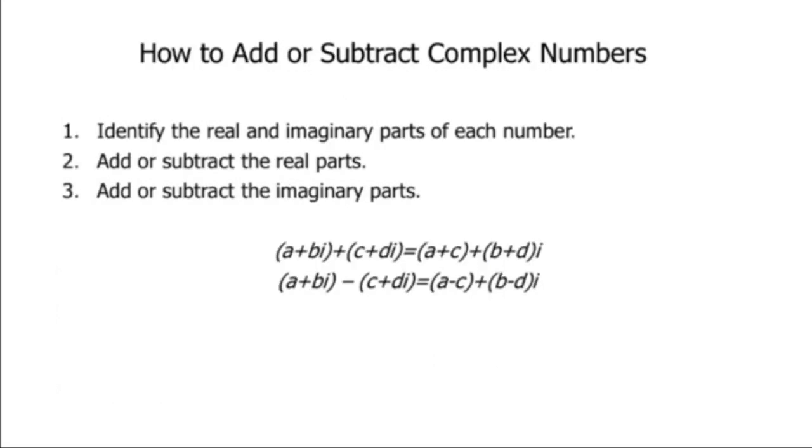Now, let's discuss how to add or subtract complex numbers. First, identify the real and imaginary parts of each number. Second, add or subtract the real parts. And the last one is to add or subtract the imaginary parts. a plus bi plus c plus di is equal to (a plus c) plus (b plus d) multiplied by i. a plus bi minus (c plus di) is equal to (a minus c) plus (b minus d) multiplied by i.